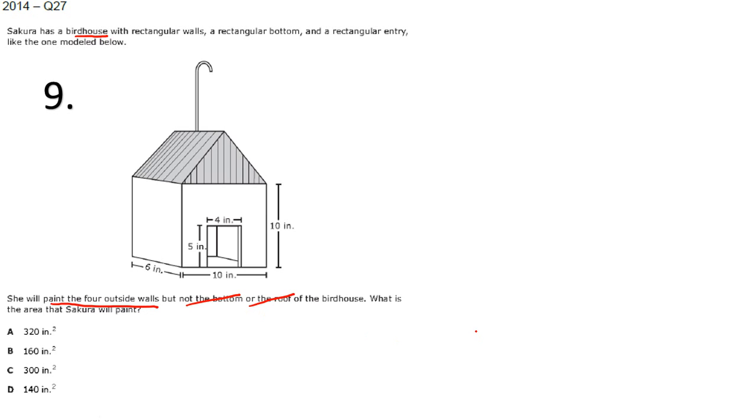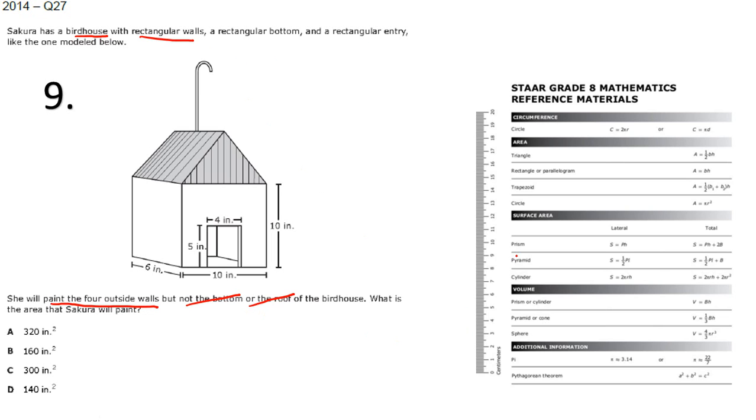Now the next thing is lateral surface area of what? Since it's talking about rectangle walls, then we have another prism. If it was talking about a triangle, then that's a pyramid. If it's a cylinder, it has a circle, so rounded. So we have a prism, so the surface area is perimeter times the height.